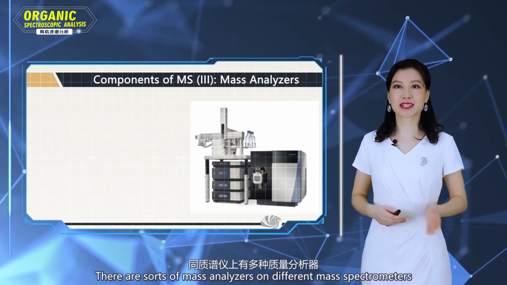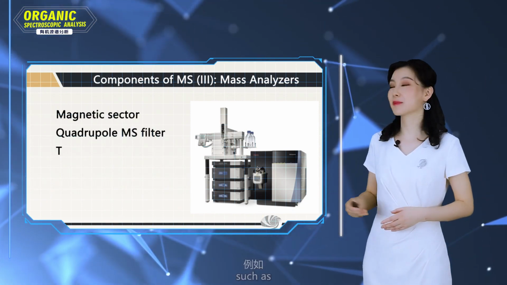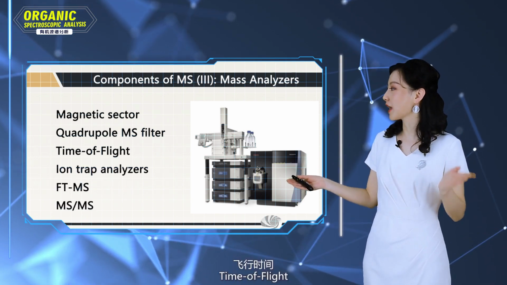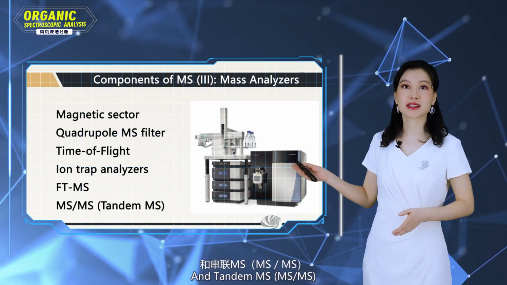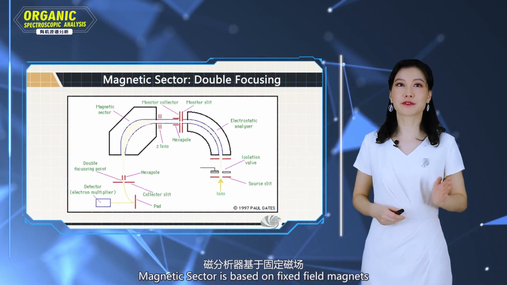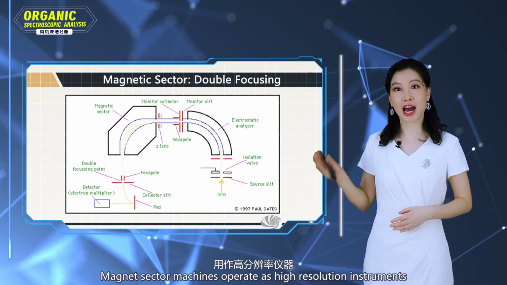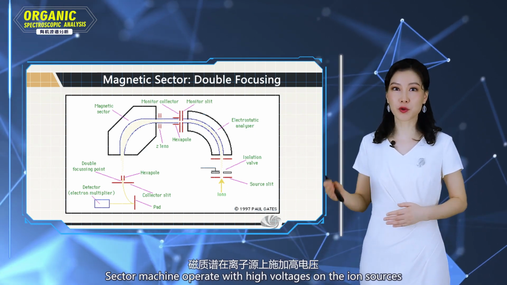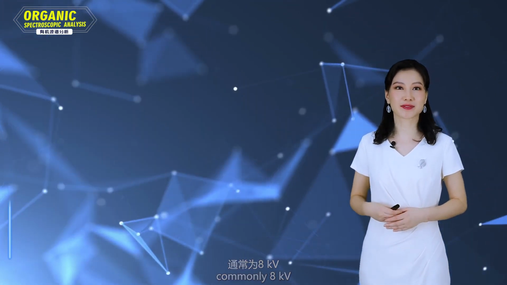There are many sorts of mass analyzers on different mass spectrometers, such as magnetic sector, quadrupole mass filter, time of flight, ion trap analyzer, FTMS, and tandem MS. Magnetic sector is based on fixed field magnets. Magnetic sector machines operate as high-resolution instruments. Sector machines operate with high voltage on the ion source, commonly 8 kV.